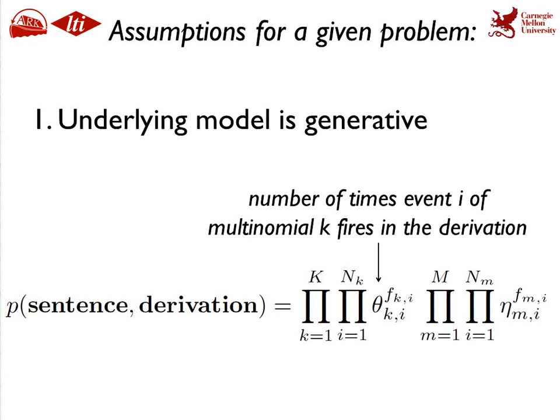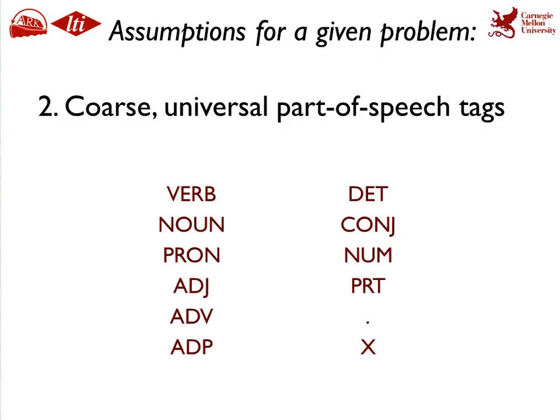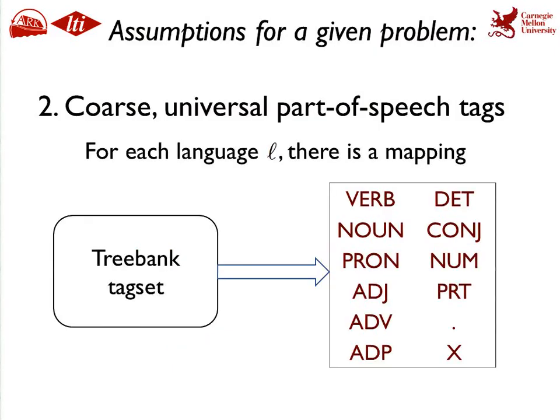So the second assumption is what we had before in the first part of the talk also. Coarse universal part of speech tags are there. These are those 12 ones that I mentioned before. And for each language L there is a mapping from its tree bank tag set to this coarse part of speech tag, and this is there for the helper languages, or if you have a target language for which you know the part of speech tags, you have this mapping. Otherwise you can construct a random mapping.